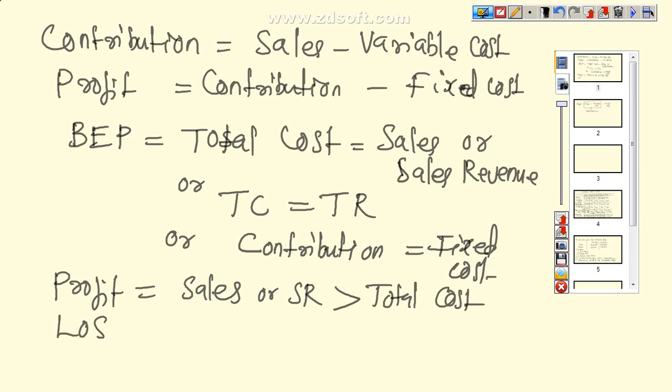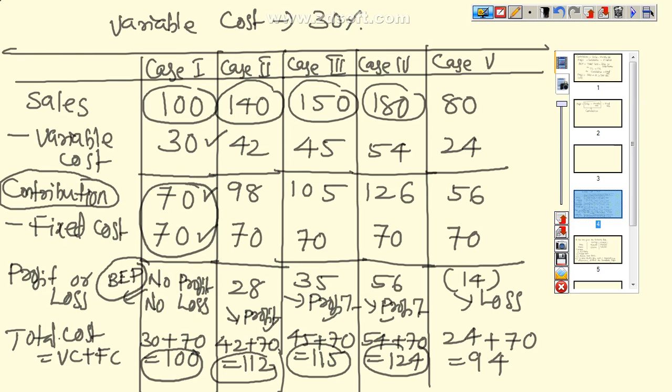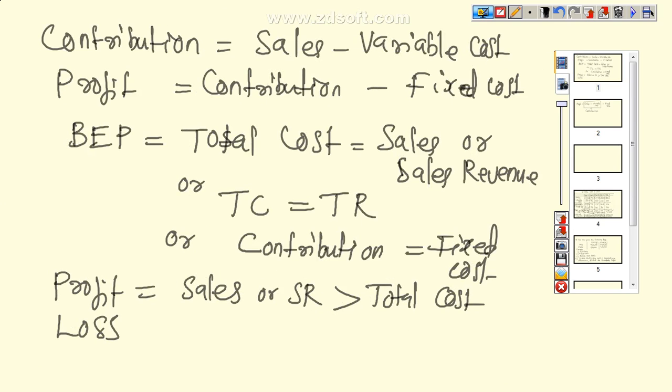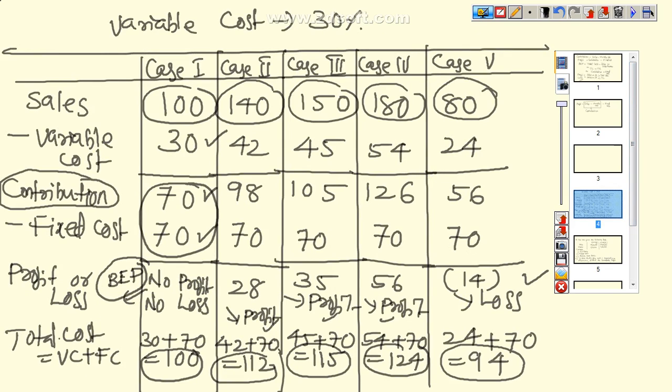And where I am getting loss, according to this, my sale value is 80 but my total cost is 94. So sales or sales revenue is less than total cost, there I am getting loss. And after this, contribution is sales minus variable cost. So profit or loss is equal to contribution minus fixed cost.